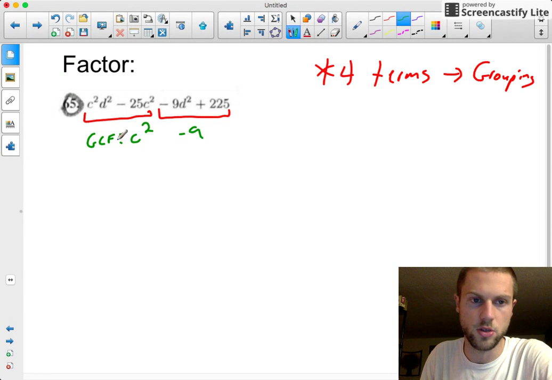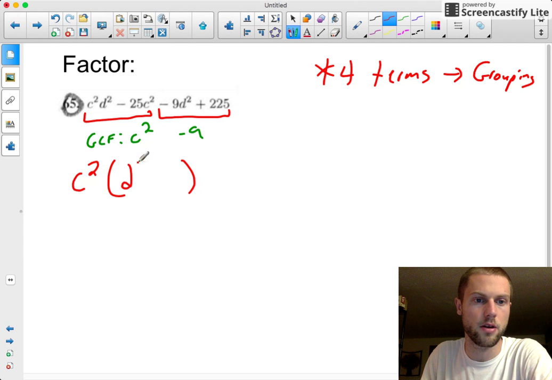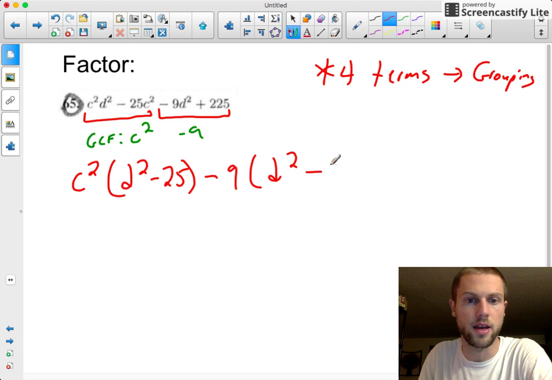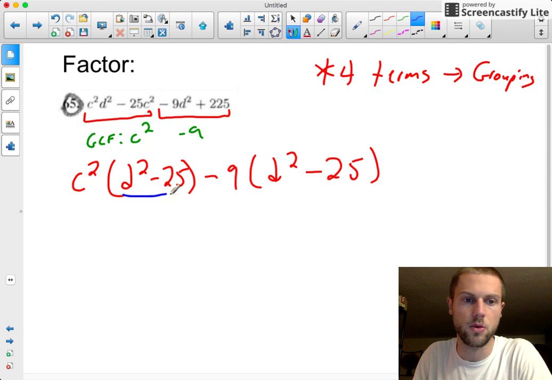So next what I want to do is factor out the actual GCF of each group. So let's take out the c squared from the first group. And let's see, I'll have left a d squared minus 25. And over here, if I take out the negative 9, I'll have left a positive d squared and a negative 25.